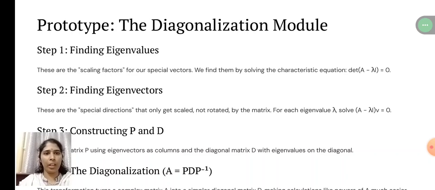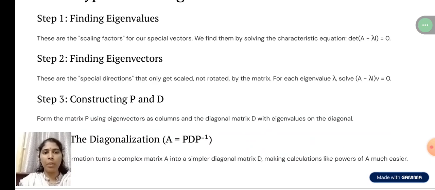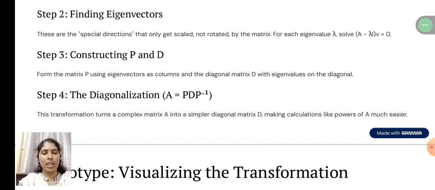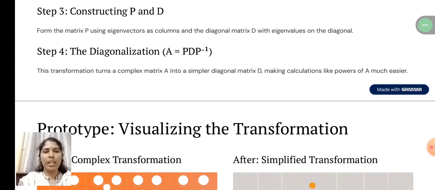Next is finding eigenvectors. Using (A minus lambda I) times v, when we apply each lambda value in the equation, with two eigenvalues we get two eigenvectors, and with three eigenvalues we get three eigenvectors. Next is to construct P and D. D is the diagonal matrix and P is the matrix formed from the eigenvectors. Next is diagonalization: A equals P D P inverse, where D is the diagonalized matrix. Next is prototyping.